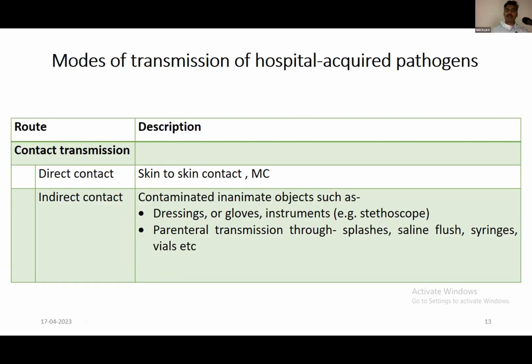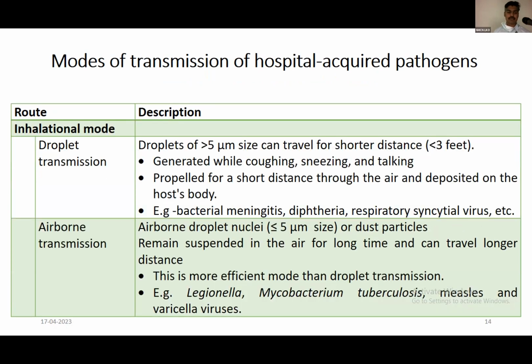So what are the modes of transmission of hospital-acquired infection pathogens? It can be contact transmission, divided into direct or indirect. Direct can be skin to skin. Indirect is through dressings, gloves, instruments, stethoscopes, and parenteral transmission through splash injury, saline flush, syringes, and vials.